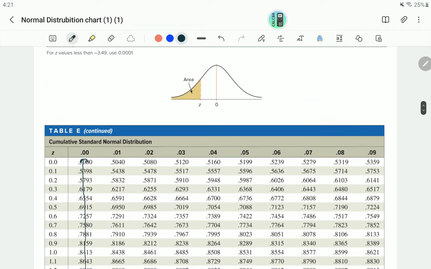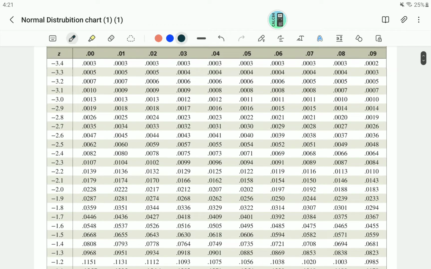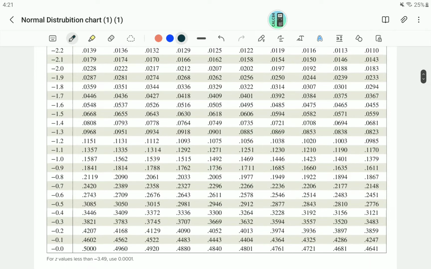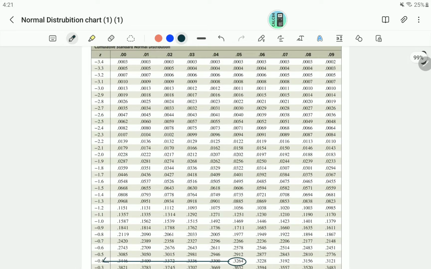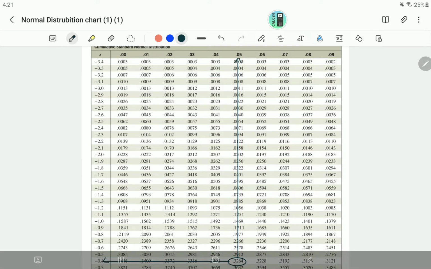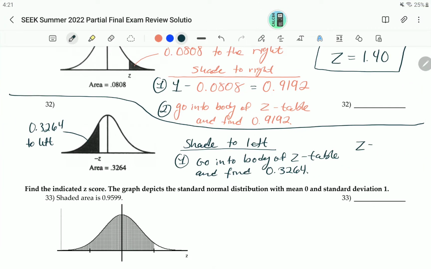Okay, these values look too big. Let's keep scrolling. Also, the z-score is on the left side, so that means the z-score should be negative. 0.3264. That is right here. And 0.3264 has a z-score of negative 0.4. And we scroll that up a little bit. That appears to be 5. Therefore, that is the z-score. z equals negative 0.45.